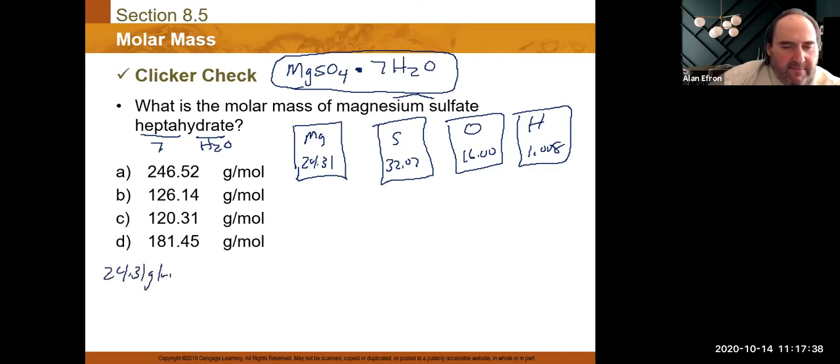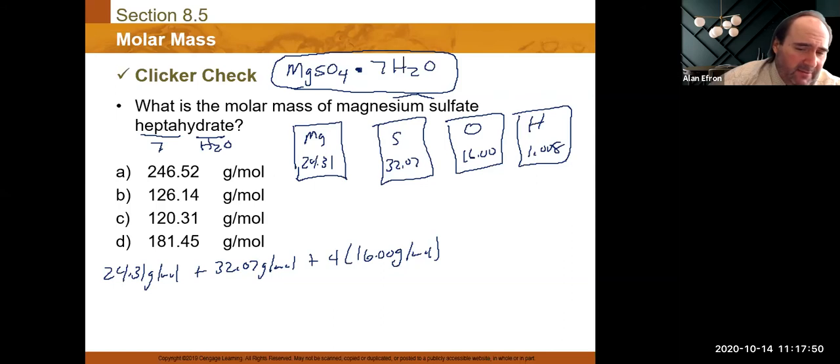So we got 24.31 for our magnesium, plus 32.07 for our sulfur, plus 4 times 16 for our oxygen. And now it's up to you how you want to do this. You could either use the molar mass of water, which is 18.02, and take 7 times 18.02, or you could just take all the parts like we've been doing.